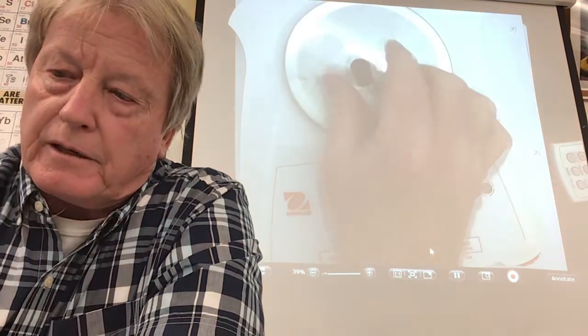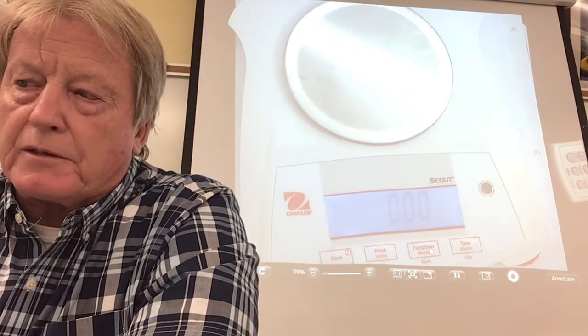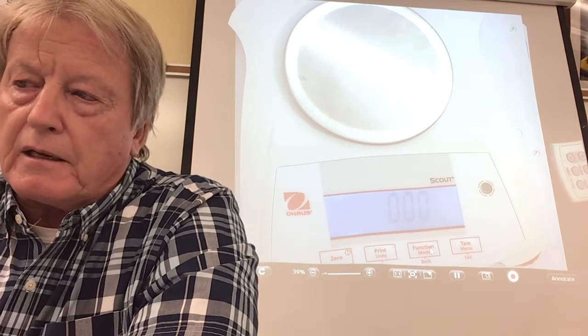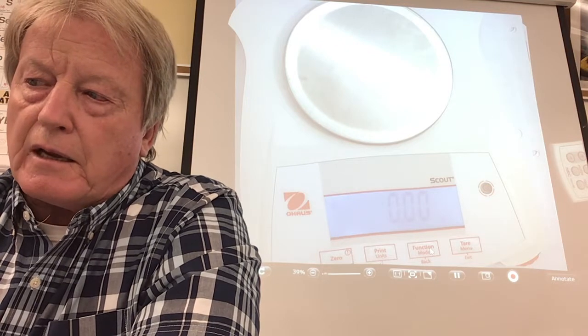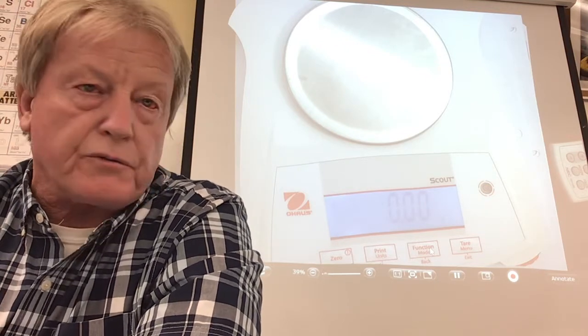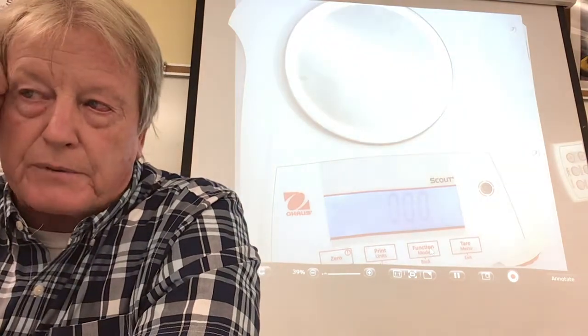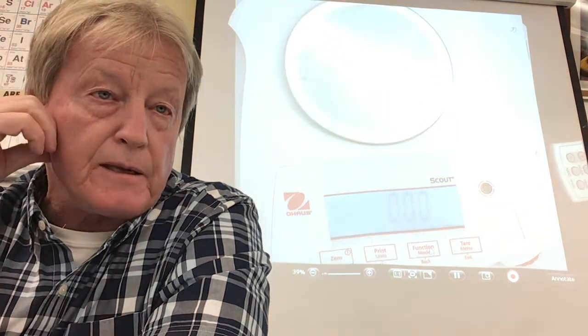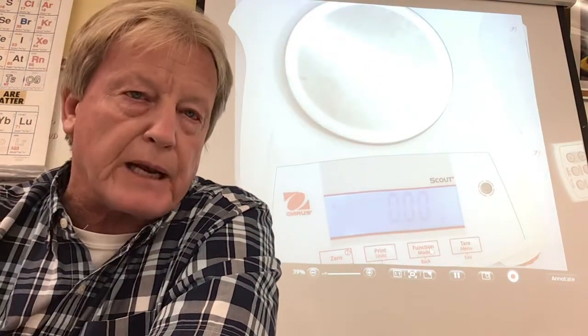Now another feature that you need to know about balances is that every balance has what they call a load limit. For some reason, this one doesn't say it on the front, but this happens to have a 400 gram load limit. So if I were to put something more than 400 grams, I could actually damage the balance. So you always want to think about that. If I'm putting only 200 grams on there or 400 grams, it might be able to handle it. But anything more than that, I'm going to have to go to the double pan balance.